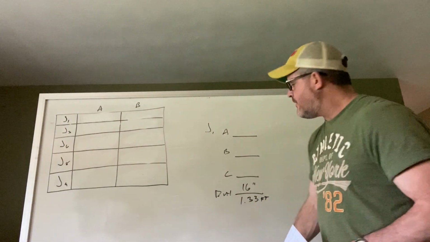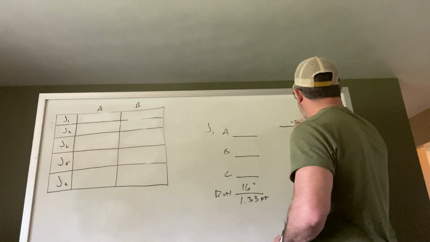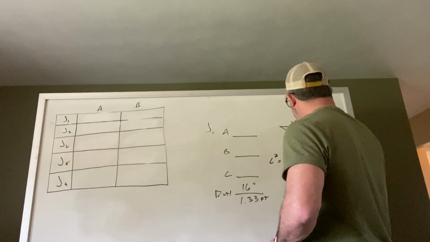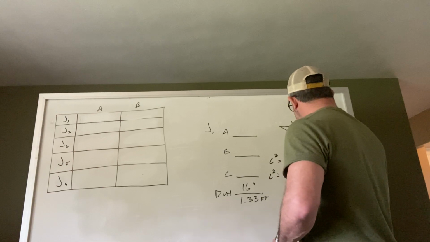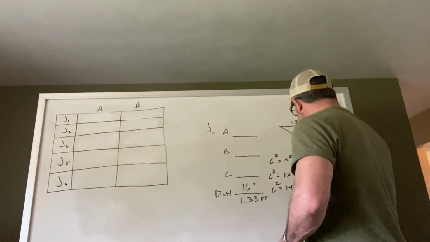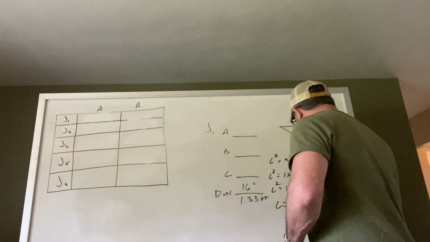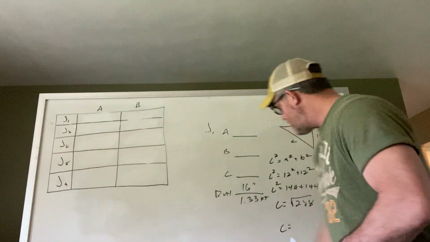Now I solve for my unit triangle. I have a 12-12 pitch. My C of my unit triangle, A squared plus B squared, 12 squared plus 12 squared, 144 plus 144, so the square root of 288. You all do that on your calculators and you get what?